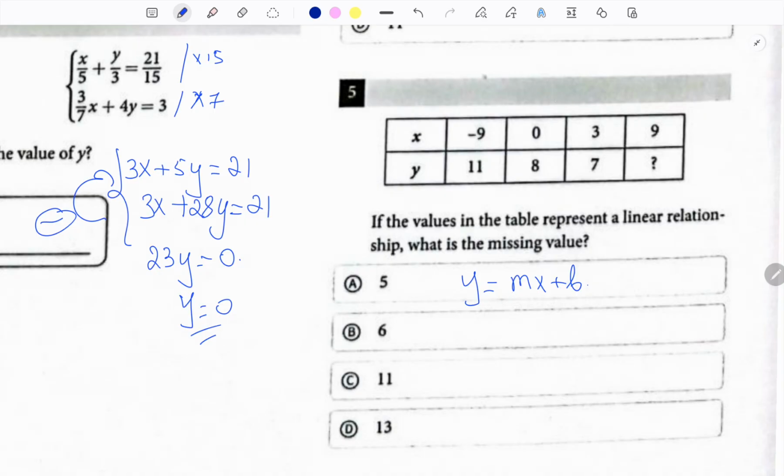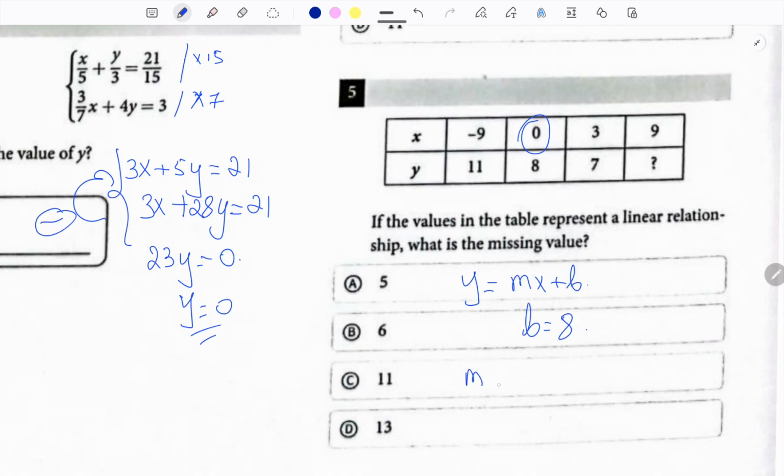And if we look at the table, we will see that when the value of x is equal to 0, the value of y is equivalent to 8. So that's why the value of b will be equivalent to 8. And let's use the coordinates of 2 points to find the value of m.